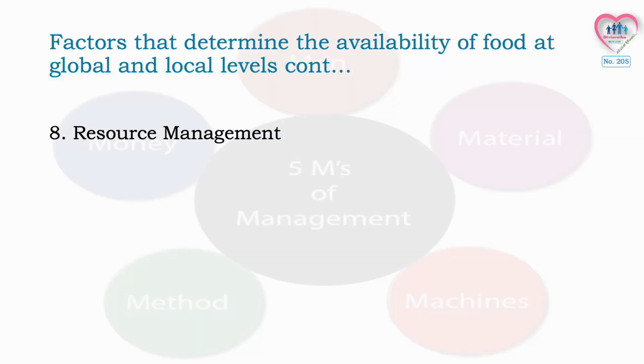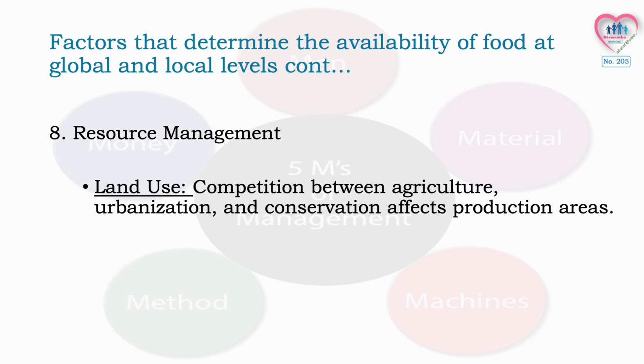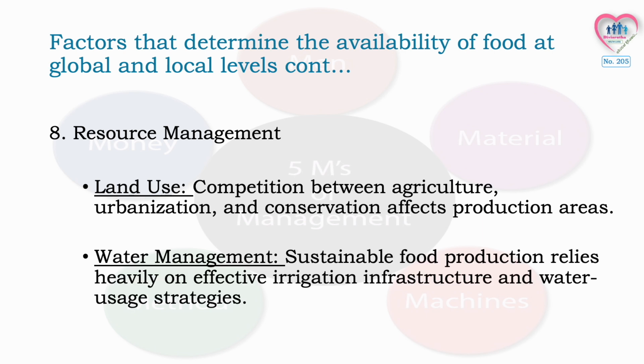Eighth and the last is resource management issues. They can be observed as land use. Competition between agriculture, urbanization, and conservation affects production areas. Water management. Sustainable food production relies heavily on effective irrigation infrastructure and water usage strategies.